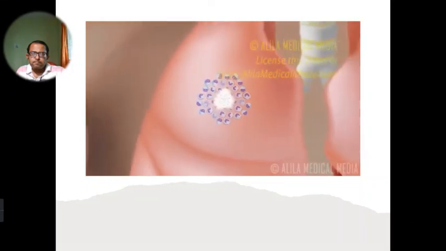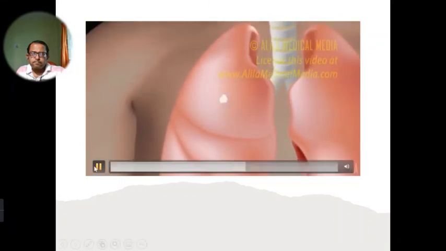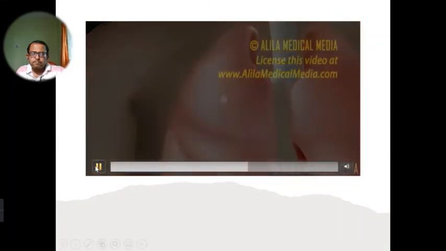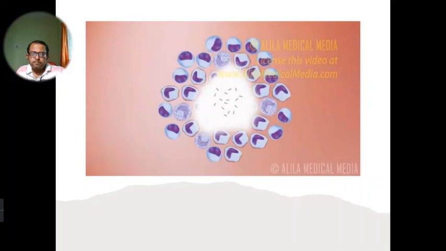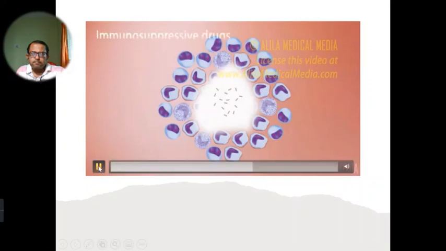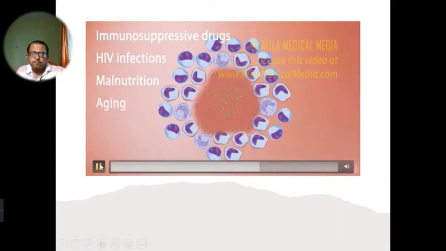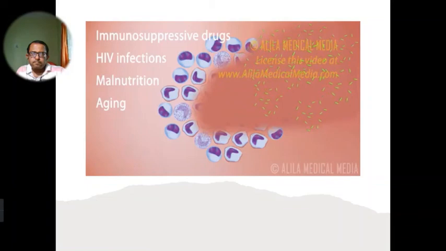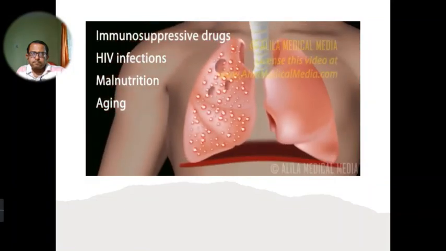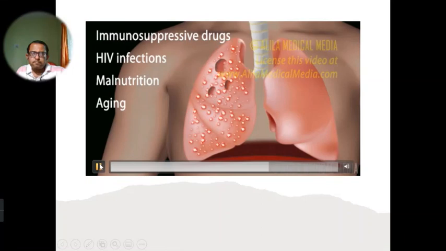The granulomas subsequently heal, leaving small calcified lesions. On the other hand, if the immune system is compromised by immunosuppressive drugs, HIV infections, malnutrition, aging, or other factors, the bacteria can be reactivated, replicate, escape from the granuloma, and spread to other parts of the lungs, causing active pulmonary tuberculosis. This reactivation may occur months or even years after the initial infection.